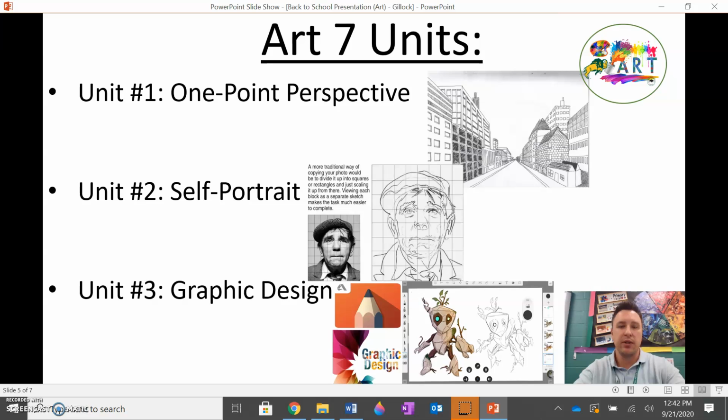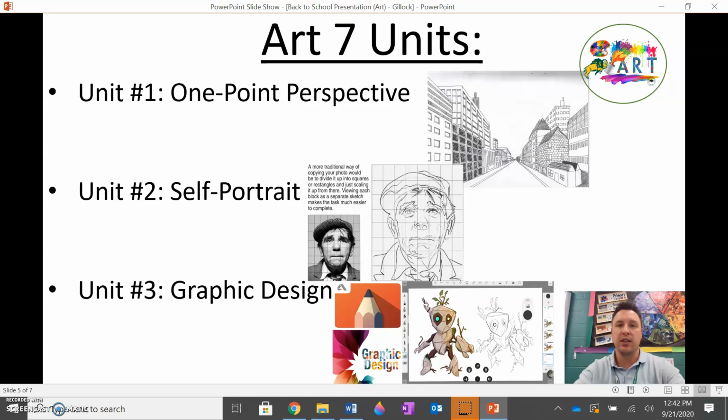I know a lot of students have done many self-portraits in elementary school. Where this is original in middle school is that the students will take a picture of themselves and draw their portrait mathematically using a grid, as demonstrated by this picture in the slide. And once that's done, they will color that in with oil pastels.